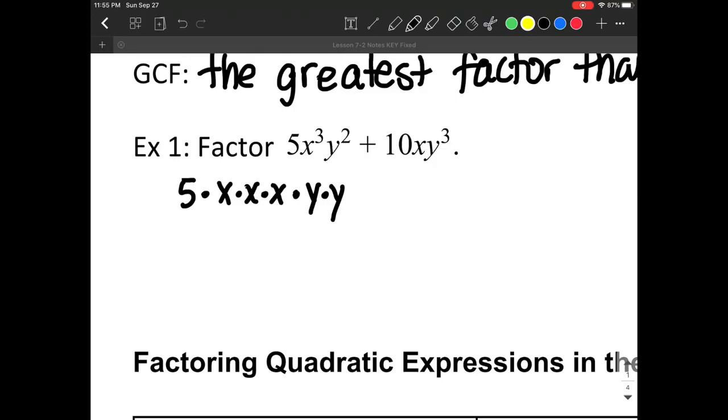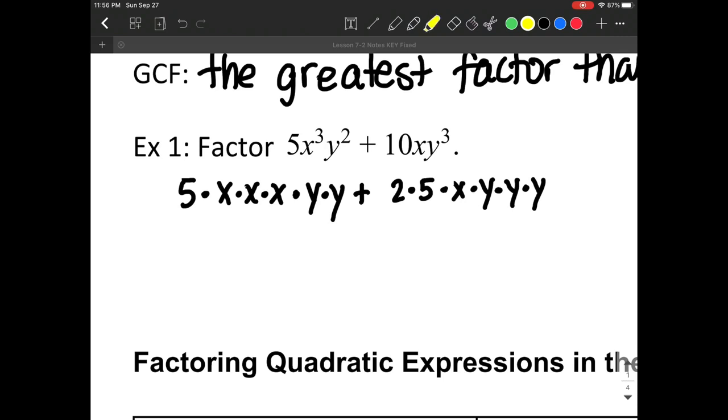For my second term, I'm going to look at this 10 first. Can I break that down? Yes, I can. I can break it down into 2 times 5. Those are the smallest factors. Those are both prime numbers, 2 and 5, and can't be broken down further than that. I have 1 x being multiplied and 3 y's being multiplied together for that second term.